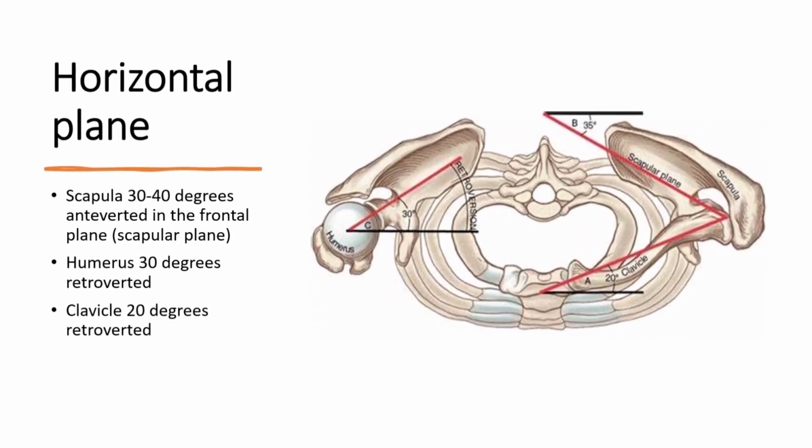First, let's talk about the angulations. In the horizontal plane or transverse plane, we see that the scapula is 30 to 40 degrees facing forward, or anteverted. So it forms the scapular plane. Also, the humerus is 30 degrees facing backward, or retroverted, and the clavicle is 20 degrees retroverted.